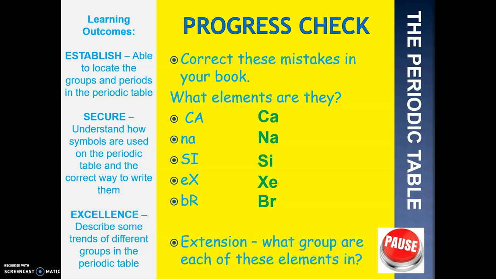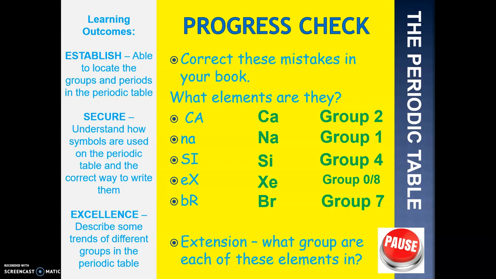Okay, what groups were these as an extension? Calcium is group 2, Na, sodium is group 1, silicon group 4, xenon is group 0 or group 8, both the same group, and bromine is group 7.